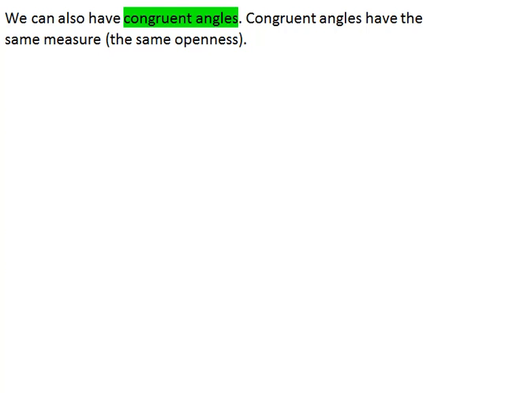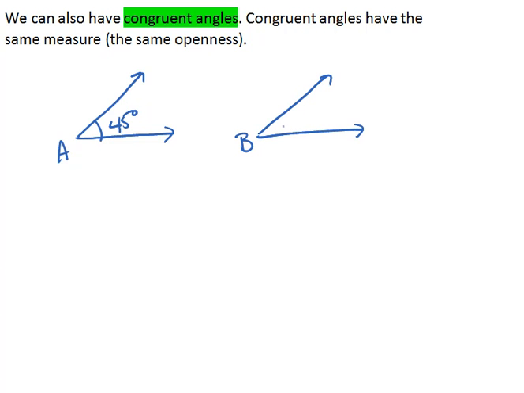We did talk about congruent angles a little bit earlier in the previous videos, but we'll talk about more explicitly here. Congruent angles are angles that have the same measure or the same openness. So we can have an angle here. Angle A is 45 degrees. And we'll have angle B also 45 degrees.